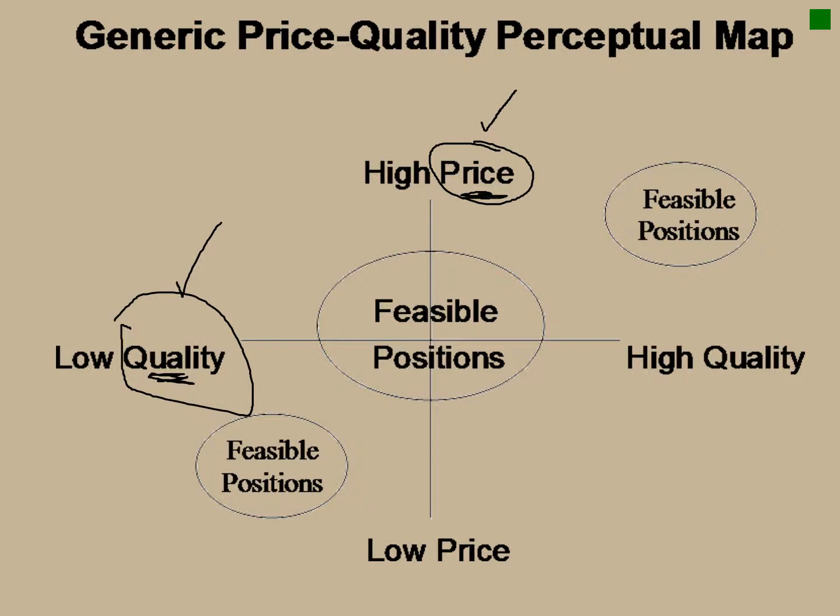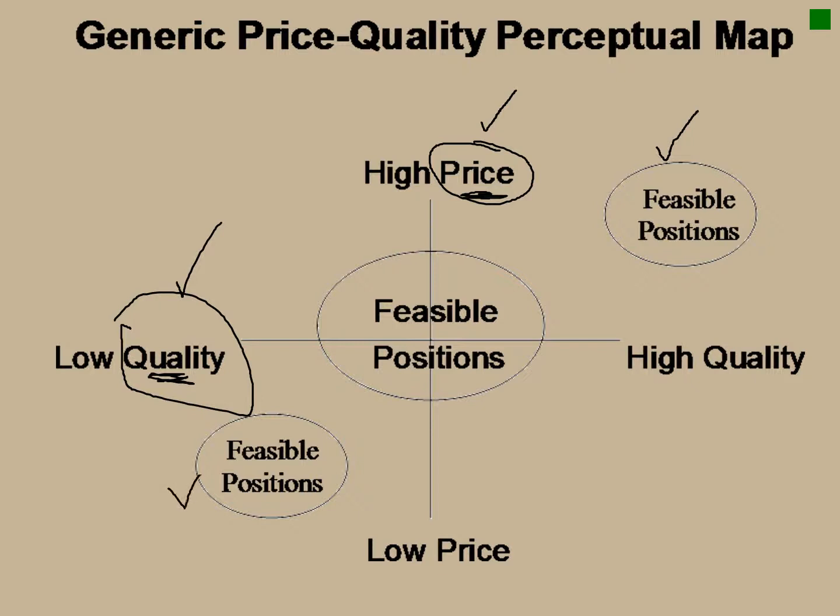And, you know, if we have high quality and high price, that's kind of expected, right? If you have higher quality, it's going to cost you more to produce the product, so you would be expected to charge more. And if you're the consumer, if you're getting more in terms of quality, you'd expect to have to pay more. So this is kind of a feasible position to be in. Somewhere in the middle maybe too.